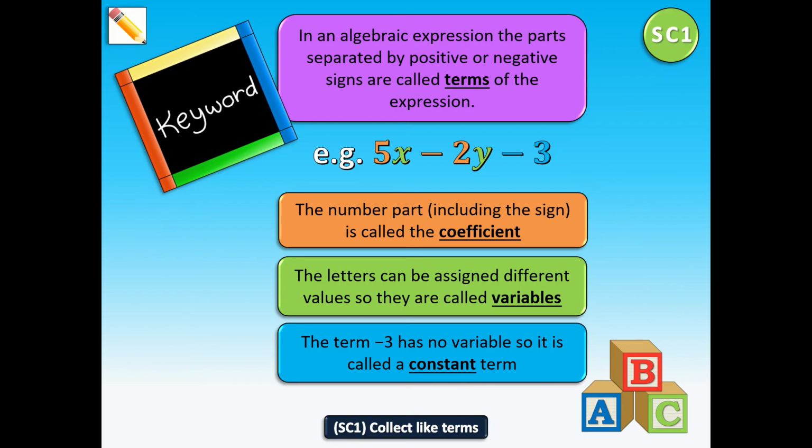So in an algebraic expression, the parts separated by positive or negative signs are called terms of the expression. So in this example, 5x is a term, minus 2y is a term, and minus 3 is a term. The number part, the bit including the sign, is called the coefficient. The letters can be assigned different values, so they are called variables. And the term, such as minus 3, has no variable, so it's called a constant term.